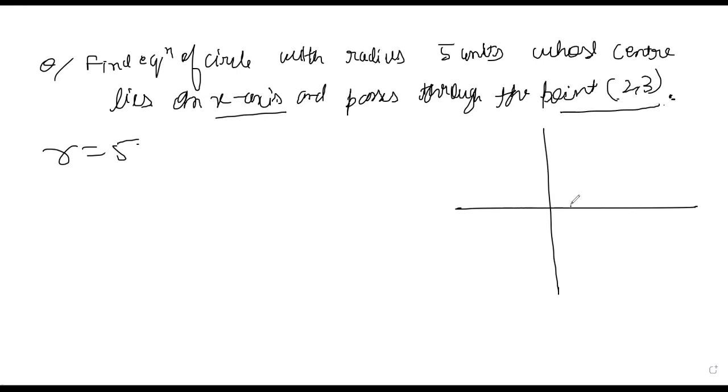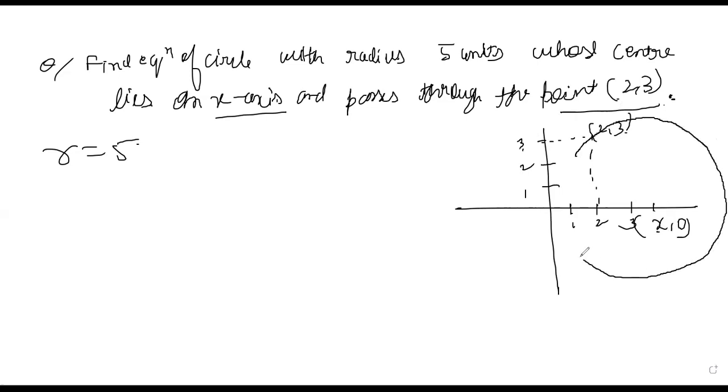Okay, so let's say there is 1, 2, 3, and similarly on the y-axis 1, 2, 3. So (2, 3) will lie somewhere here. Now, if we take the center of the circle as (x, 0) here, we don't know the value of x, the center coordinate. There is no value of the center coordinate in the question. So can we draw a circle that passes through (2, 3) and has its center on the x-axis?